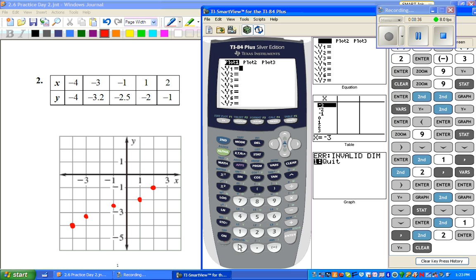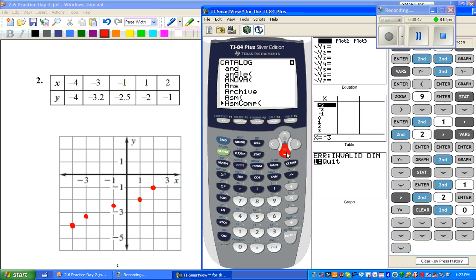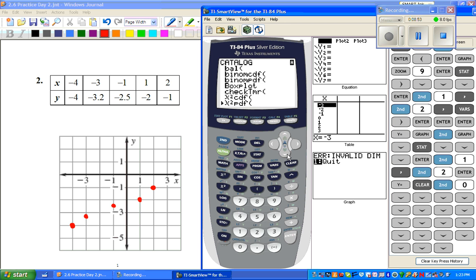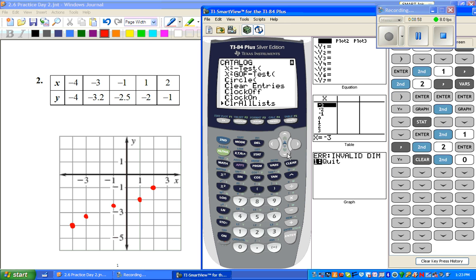And one other thing I want you to do is go to second catalog down here. And I want you to go to, let's see, keep moving down. Where is it at? I gotta find D's.